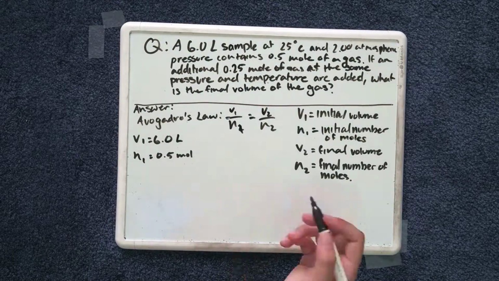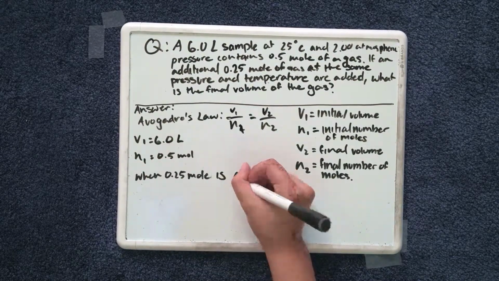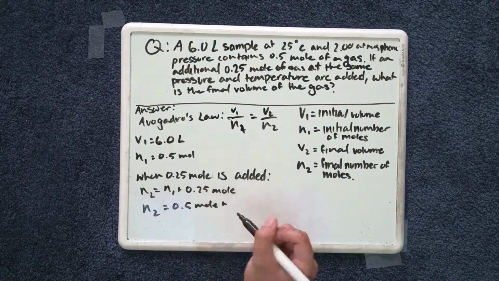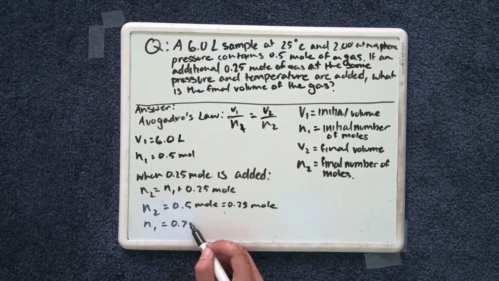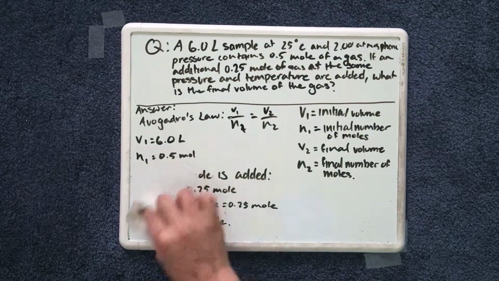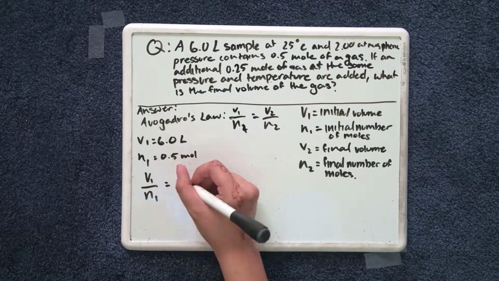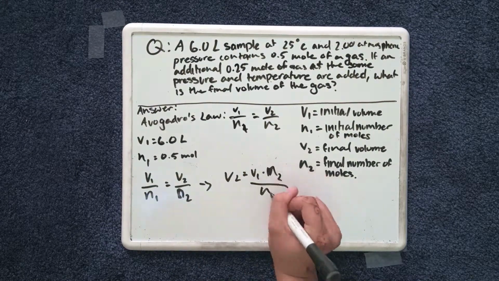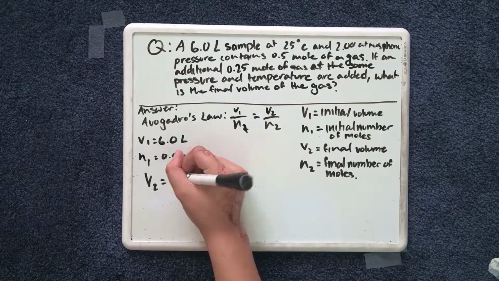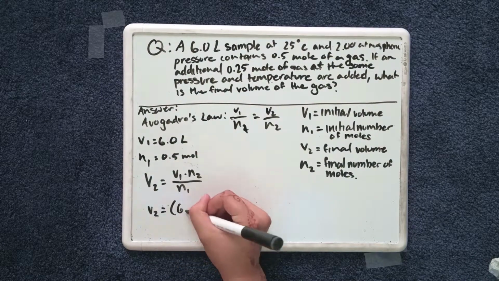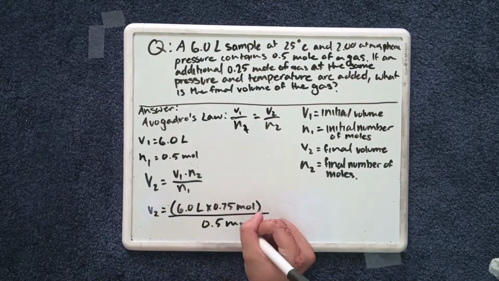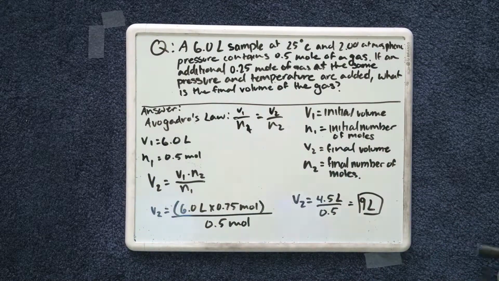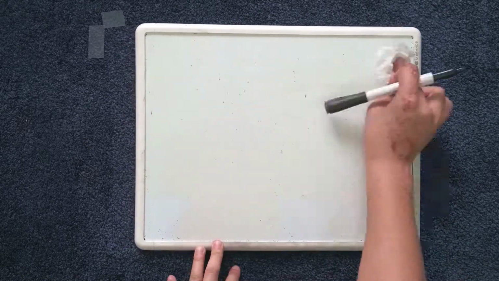Where V1 is 6.0 liters, N1 is 0.5 mole, and where 0.25 mole is added, NF is equal to N1 plus 0.25, so NF is equal to 0.75 mole. The only variable missing is the final volume VF. So our goal is to solve for VF. VF will equal VI times NF divided by NI. Simplify all of that: VF is equal to 6.0 liters times 0.75 moles divided by 0.5 moles. That is equal to 4.5 liters divided by 0.5, so VF is equal to 9 liters.